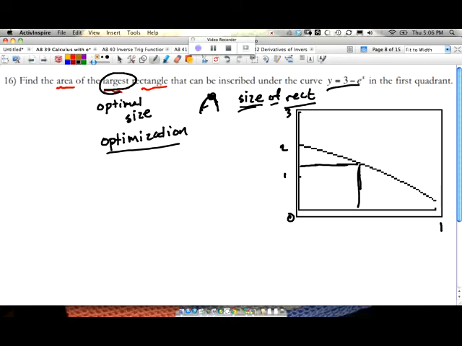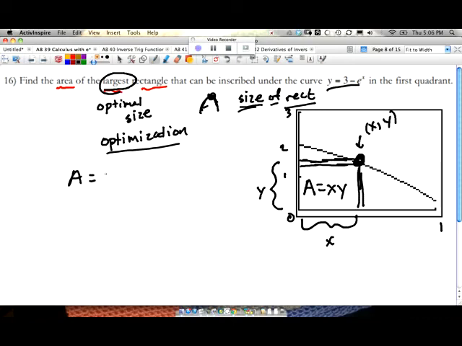So for me to find a rectangle here, that rectangle is going to be interesting because it's got a vertex or a corner on this curve. And this point on the curve is an xy coordinate, meaning that this distance here is x, this distance here is y, and the area is x times y. Now, there is my function. The area of the largest rectangle. So the area equals x times y.